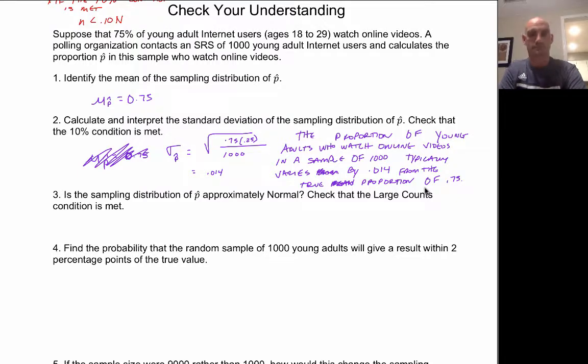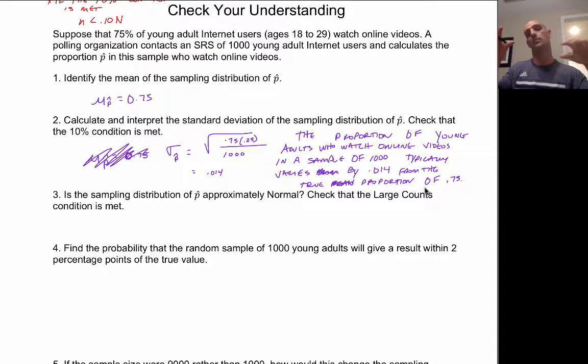So we took our sample, and what we said was it typically varies by 0.014 from the true proportion of 0.75. So 75% of young adults supposedly do this, but it wouldn't be outside the realm of possibility to have something fluctuate a little from that, which is okay in a sample of 1,000, because every sample of 1,000 is probably going to have a different proportion. So it's going to typically vary by 0.014. If I go 2 standard deviations on either side, we're looking at 75.